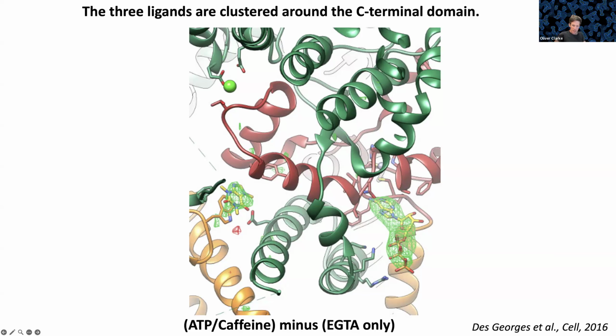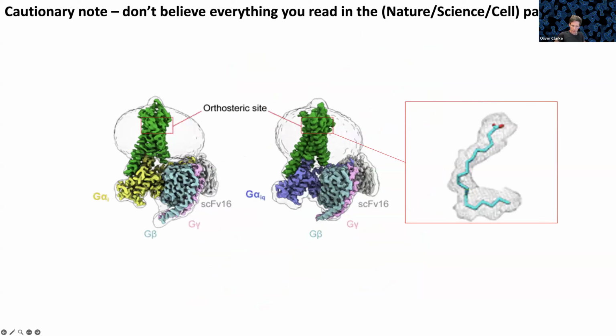Okay, so here is where I want to add a cautionary note regarding ligands. Don't believe everything you read in the paper, specifically in the Nature, Science, or Cell paper. So here we can see an anonymous structure of a GPCR that nominally has a ligand bound to the orthosteric site. We can see what looks like quite nice density for the ligand. If I saw this, I'd be like, oh yeah, there's clearly density for the ligand. There's a but coming, right?